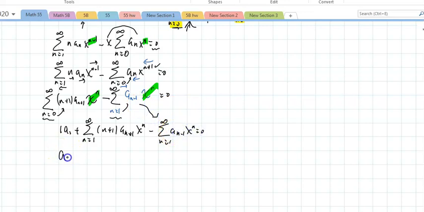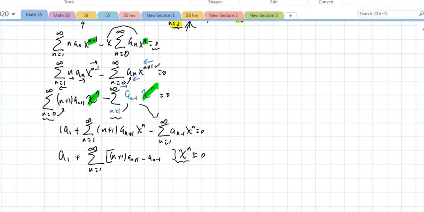Now I can combine those, a sub 1 plus both series match, n equal 1 to infinity, and I take x to the n out of those, kind of like factoring. What's left? n plus 1 a sub n plus 1 minus a sub n minus 1 equal to 0. Again, x equals 0 is meaningless.